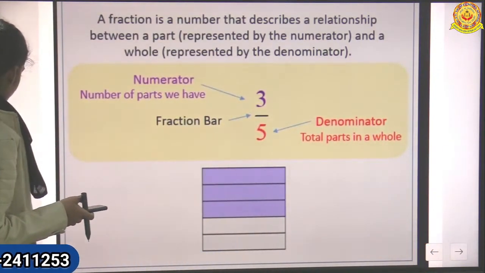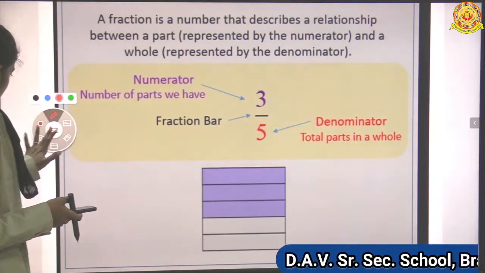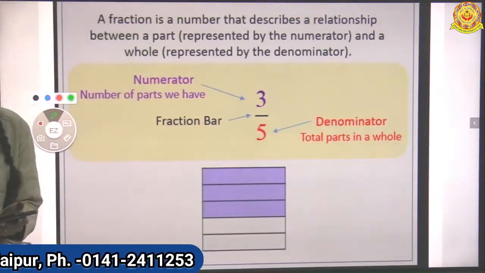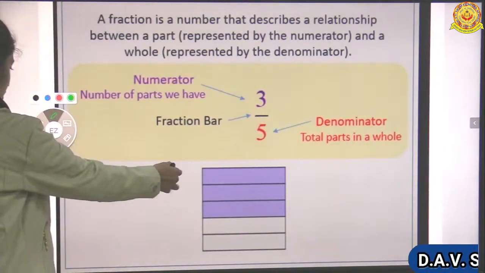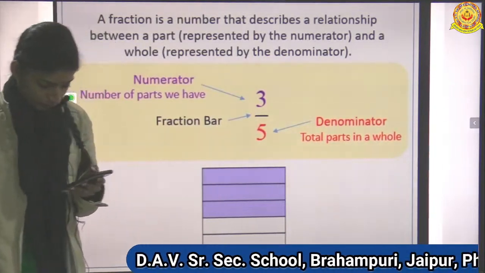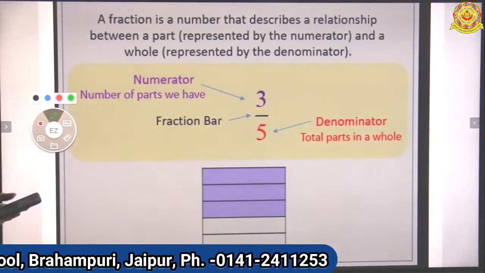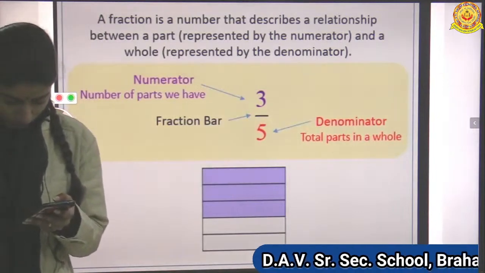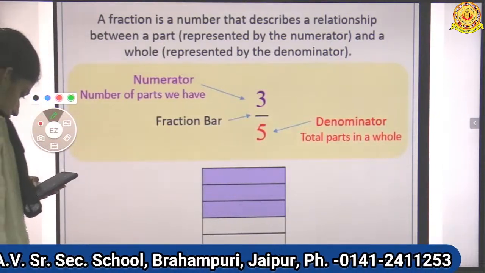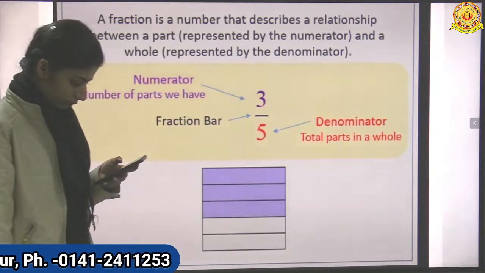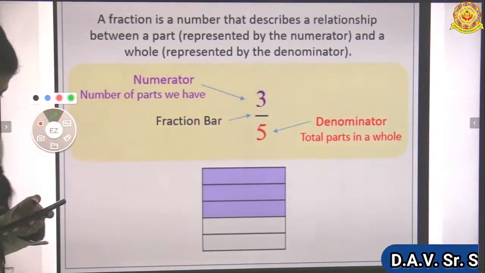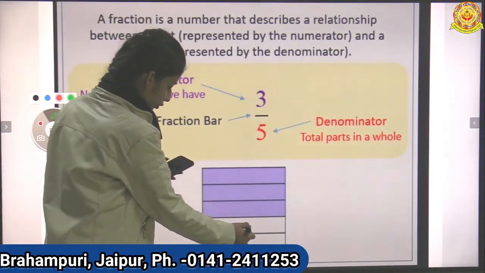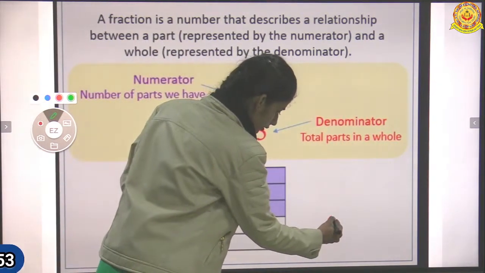Look at this. Total how many parts are we having in this figure? Just tell me. Write down in the comment section. Total how many parts are we having? One, 2, 3, 4, 5. Total parts we are having is 5.